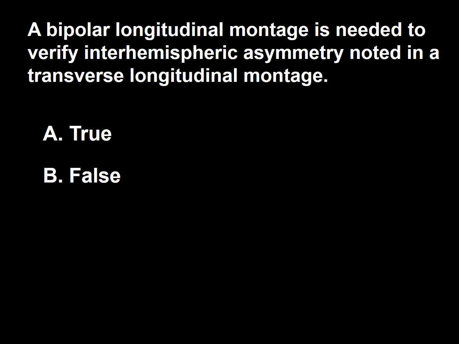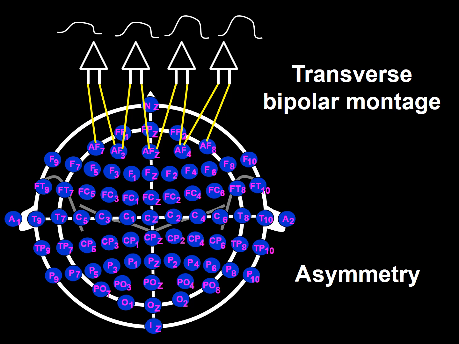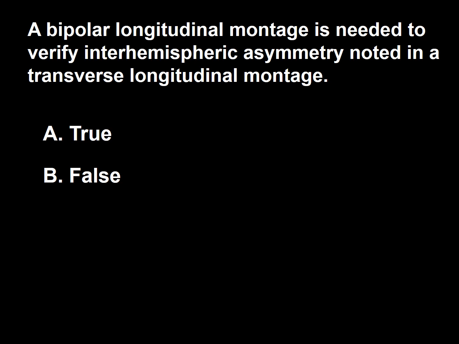A bipolar longitudinal montage is needed to verify interhemispheric asymmetry noted in a transverse bipolar montage. A, true; B, false. Asymmetries are usually not detected in longitudinal bipolar montages. They are usually detected using transverse bipolar montages. The absence of an asymmetry in a transverse bipolar montage is a reliable indication that no asymmetry is present in the tracing, regardless of whatever montage we use. So the answer to this question is B, false.